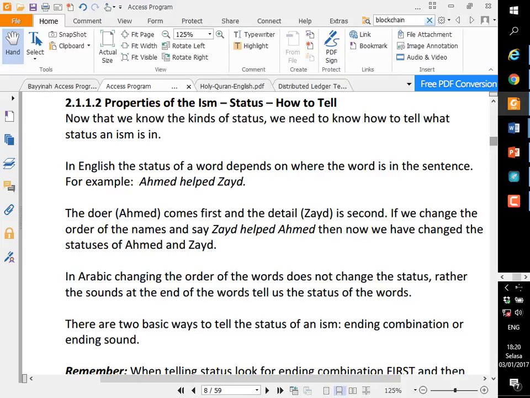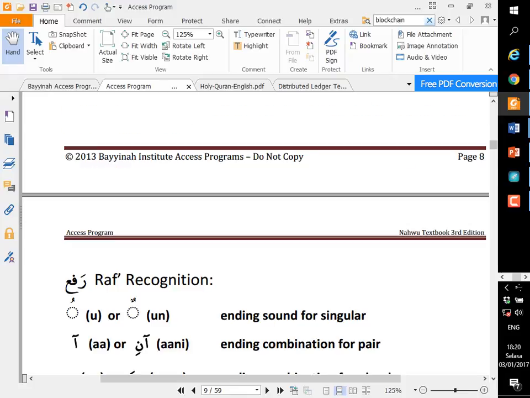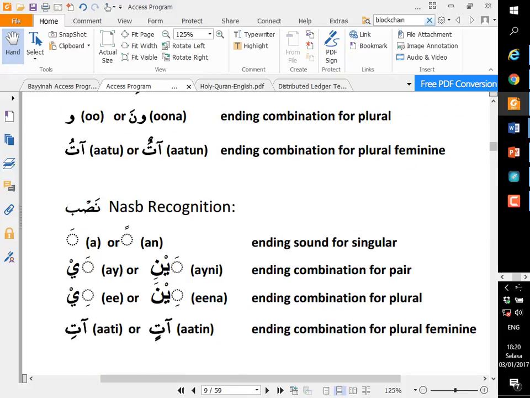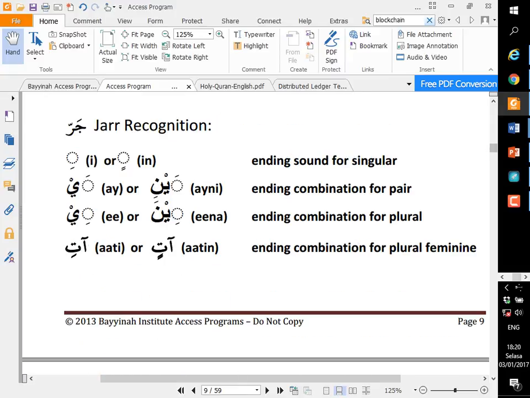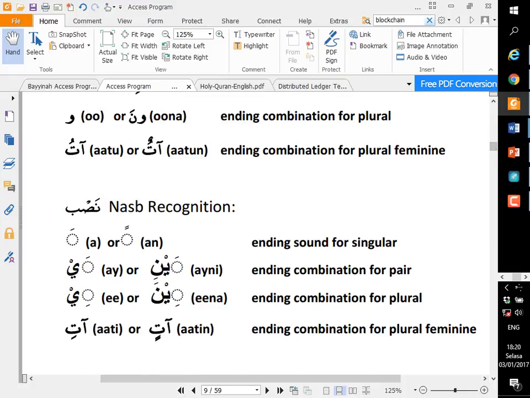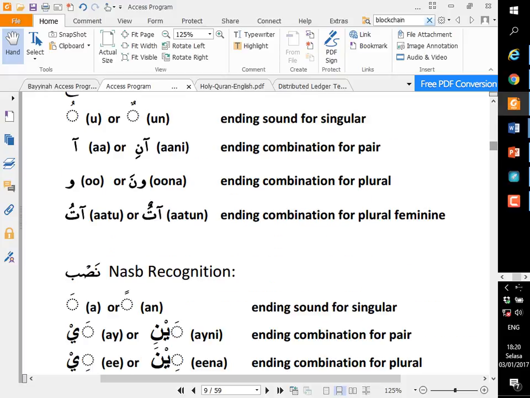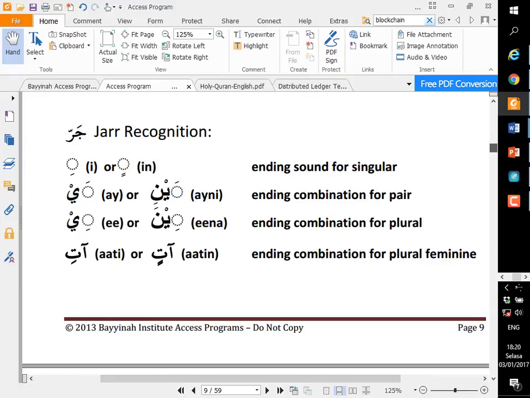And how to tell status. This is very basic. You need to know the ending. So there are three kinds of status: rafa, nasab, and jar. So rafa ends with u or un for singular. Pair first: a and ani for pair, u and una for plural. Atu and atun for plural feminine.